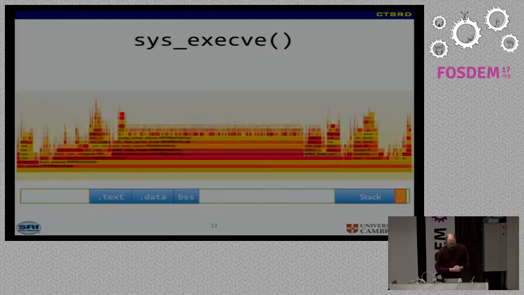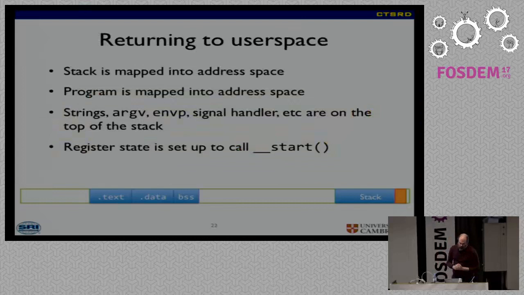So back to sysexecve. We have set up all of our memory, we have mapped all of our bits, and now we're about to return to the address space. So as a recap, the stack has been mapped into the address space, the program has been mapped into the address space, and various strings and environment variables have been copied in, as well as a signal handler and some other bits.